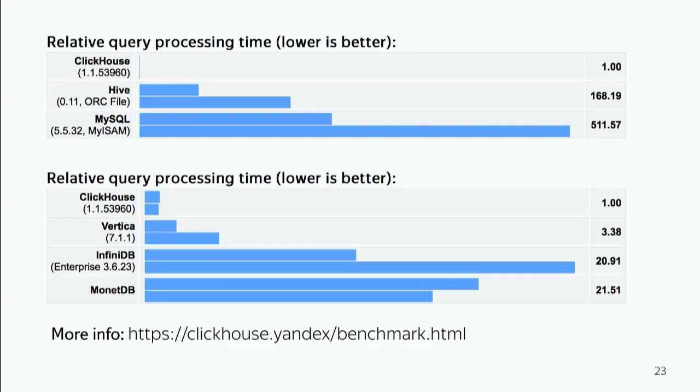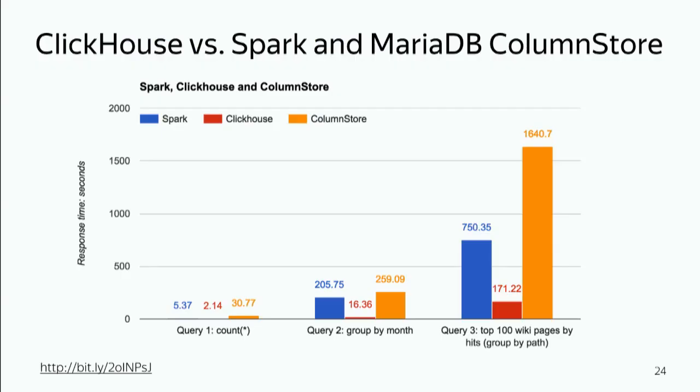Here we have some real competitors, some commercial solutions to analyze data, Vertica or InfiniDB, and you can see that ClickHouse is in general like 5 times faster. For more details, you can see the link here, and we have a great comparison tool to see how different queries work.